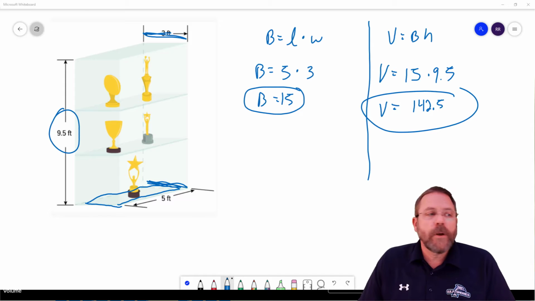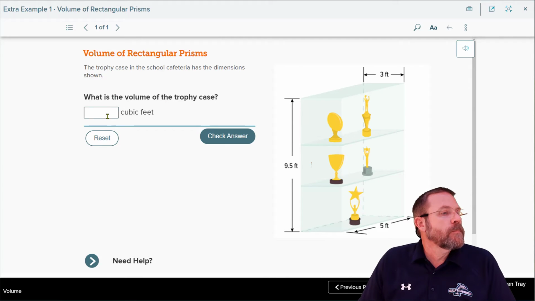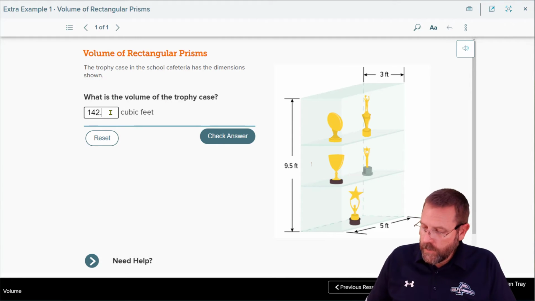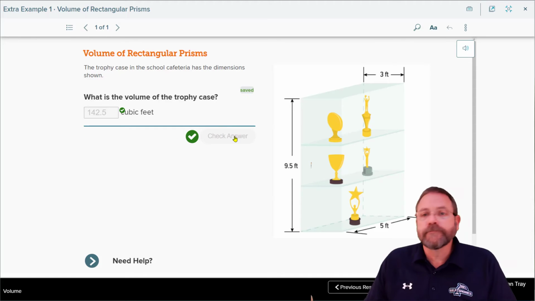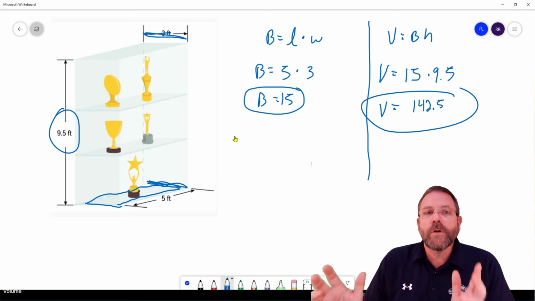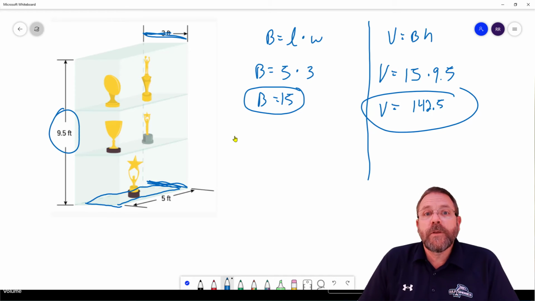How do they want us to round our answer? They didn't say, so 142.5, check, and it checks. This right here is going to be your supporting work. That's what I'd have to see for you to earn credit for that problem.